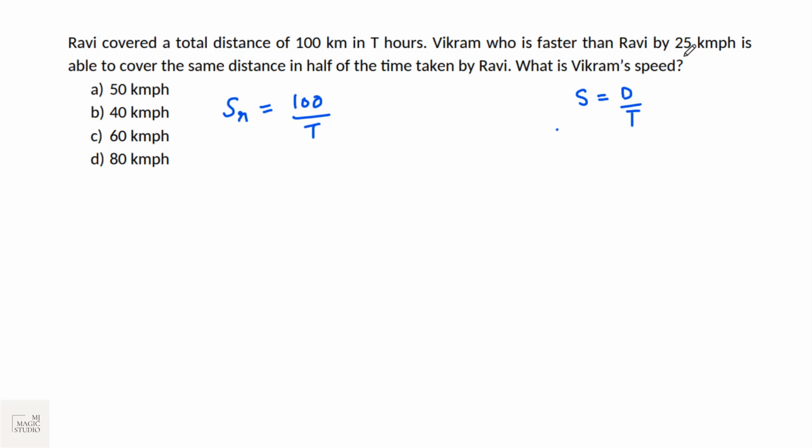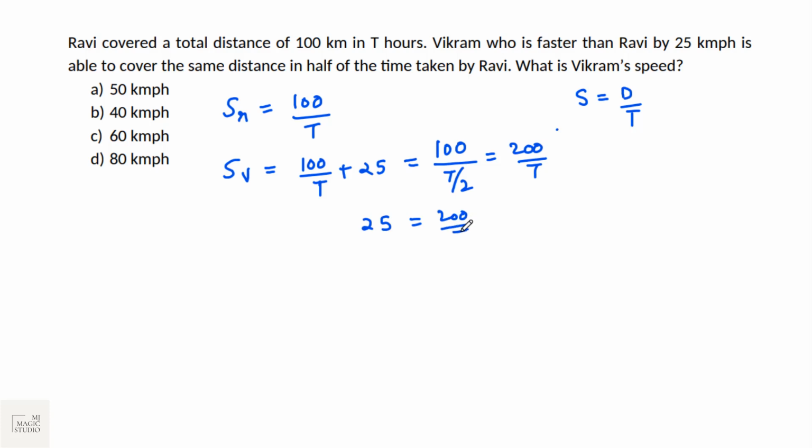Vikram, who is faster than Ravi by 25 kmph, okay, speed of Vikram is 100 by T plus 25, which is equals to, and he is able to cover the same distance in half the time, T by 2, that is equals to 200 by T. So 25 is 200 by T minus 100 by T, that is 100 by T. Therefore T equals to 100 by 25, that is 4 hours.